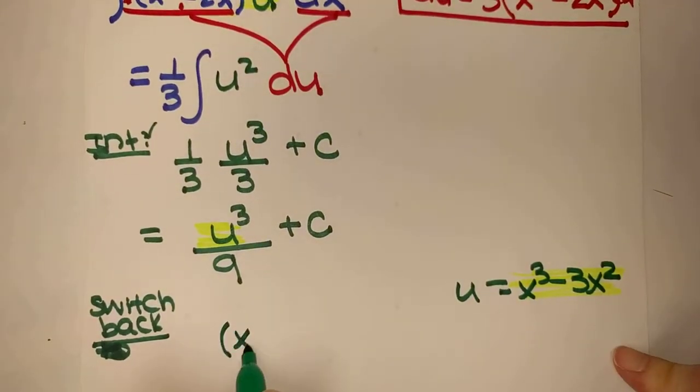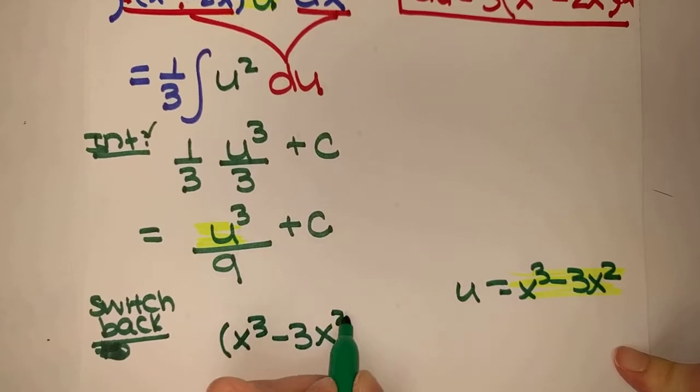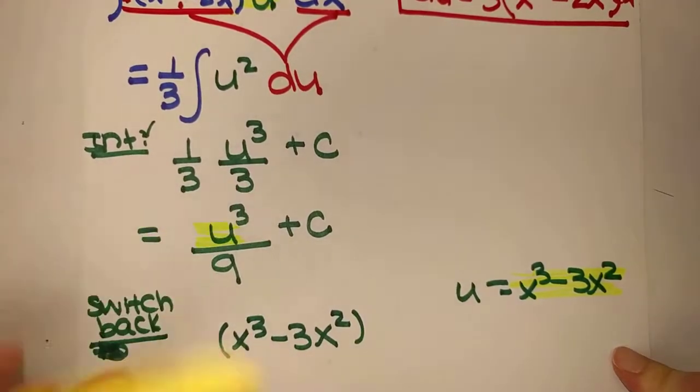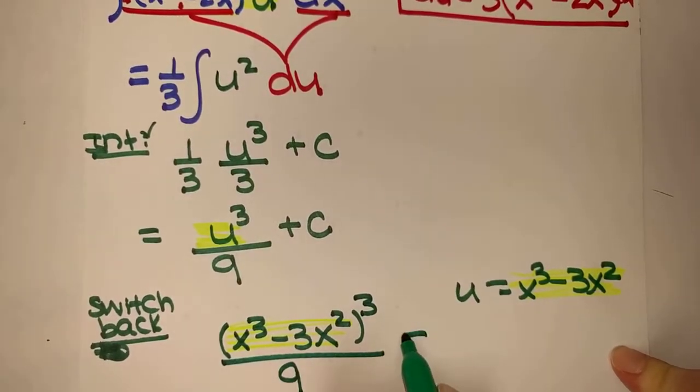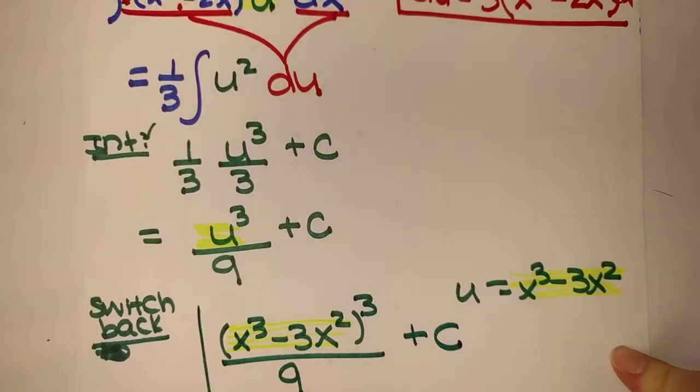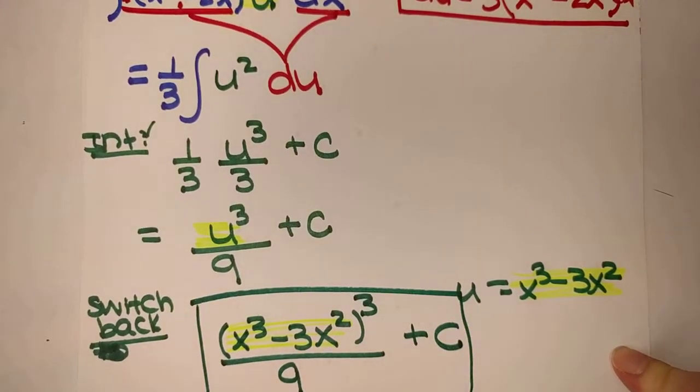So we will have x cubed minus 3x squared. That is our replacement of u. So all of that gets replaced with u. And then we still have the 3rd power, we still have the 9, and we still have the plus c. And so that is our final answer for the integral.